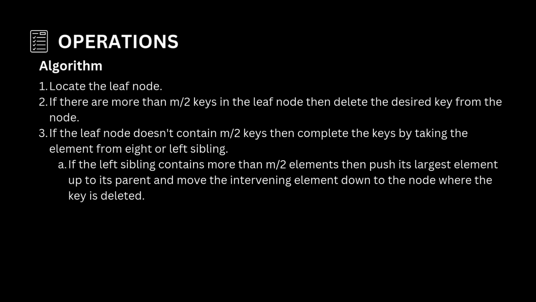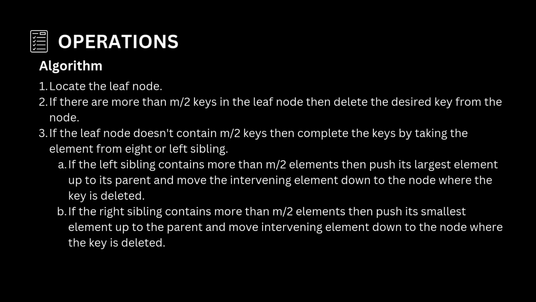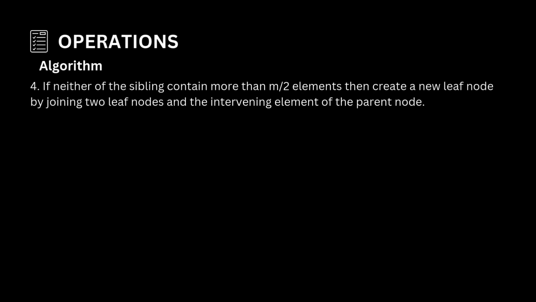If the left sibling contains more than m/2 elements, then push its largest element up to its parent and move the intervening element down to the node where the key is deleted. If the right sibling contains more than m/2 elements, then push its smallest element up to the parent and move the intervening element down to the node where the key is deleted. If neither of the siblings contains more than m/2 elements, then create a new leaf node by joining two leaf nodes and the intervening element of the parent node.